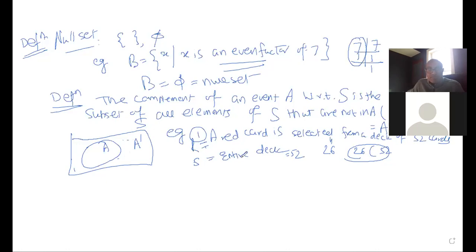Then the complement of an event. I just gave you the definition. We will discuss this after some time, because before that I need to define two more things. Sometimes the complement is defined like this: this is sample space S, and suppose this is A. The elements which are not in A are in A complement.